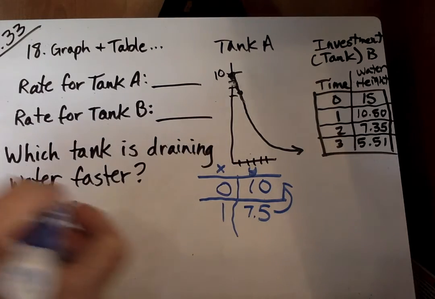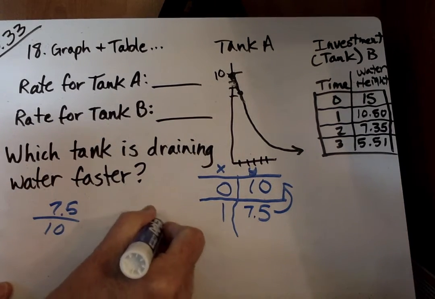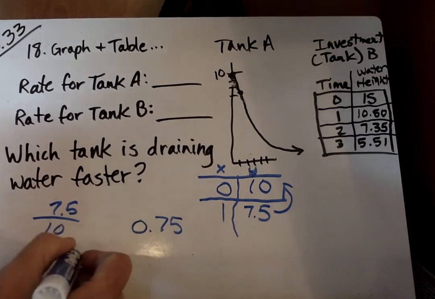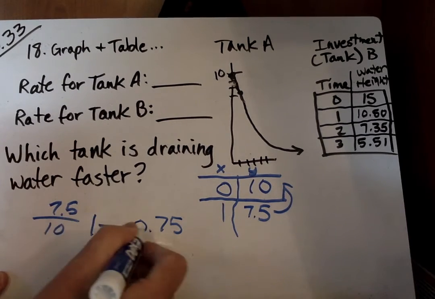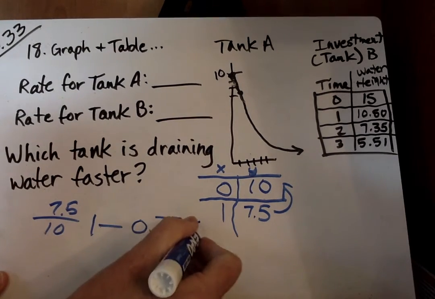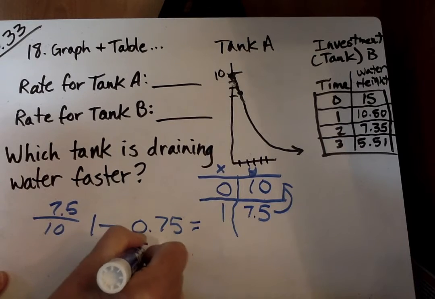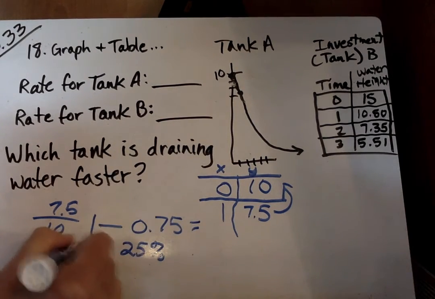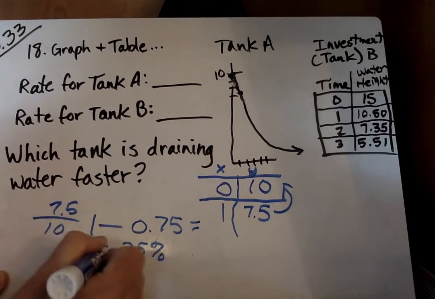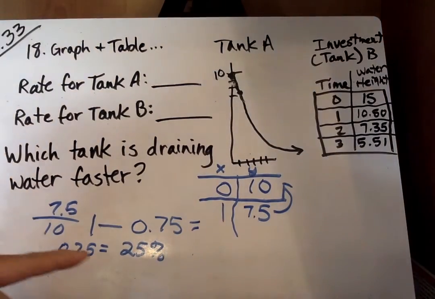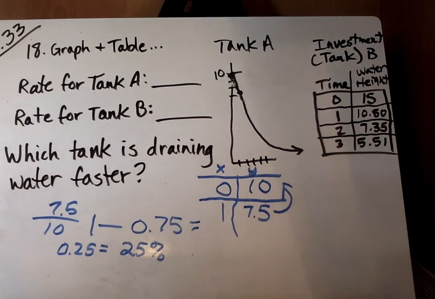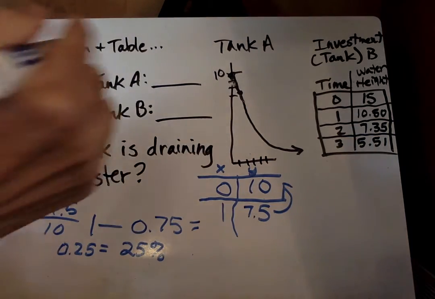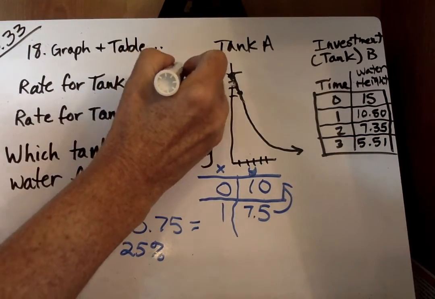So 0.75. Now we have to do our rate is 1 minus that, because that's our factor. So it's draining at a rate of 25%, because when you subtract that, it's 0.25, and when you change it to a percent, it's 25%. So we know the rate for tank A is draining at a rate of 25%.